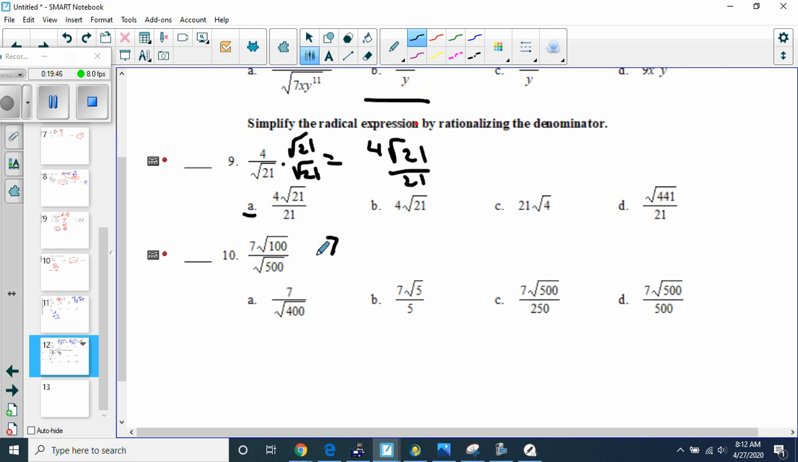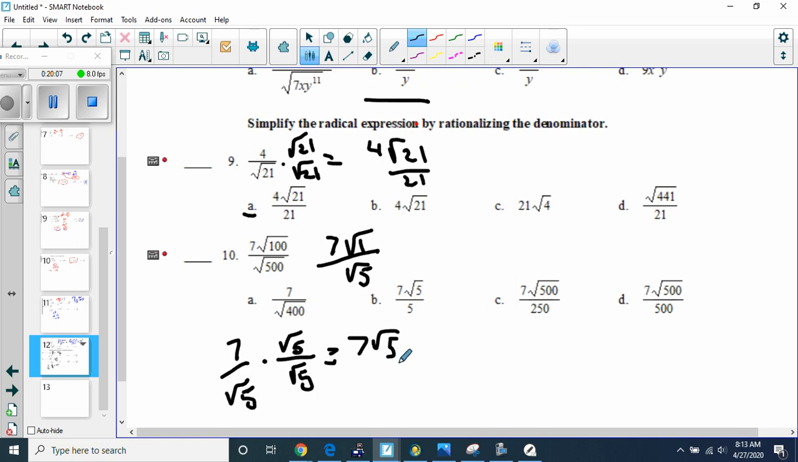This one here, I can reduce this to square root of 7 over square root of 5, or basically 7 over radical 5, and then we're going to rationalize the denominator. Multiply the top and bottom by radical 5, which equals 7 radical 5 over 5. And that's tricky too. So hopefully you're watching this video and you're able to get this homework done.